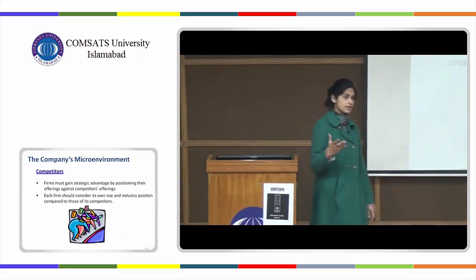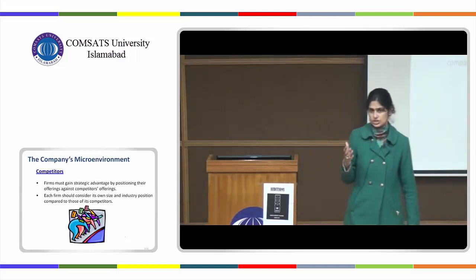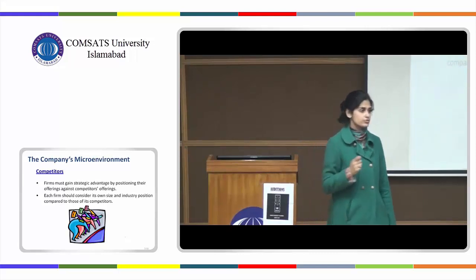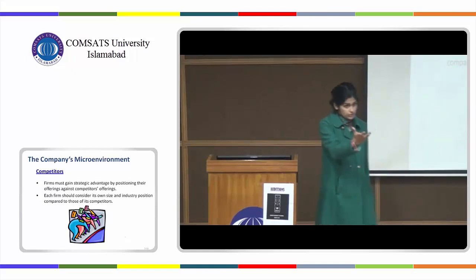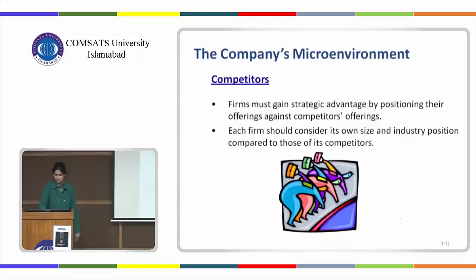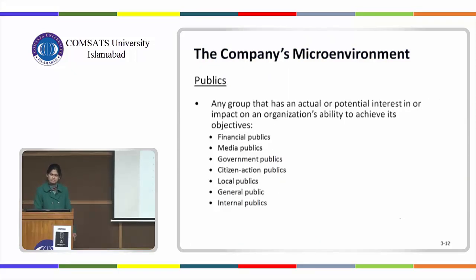Also, we discussed the fact that there's no right strategy. There's no correct way of doing business. It is all about what works for you, how you execute it, right? So that is competitors. And we talked about publics as well. Who are publics? Any group that has an actual or potential interest in your organization's ability to achieve its objective.